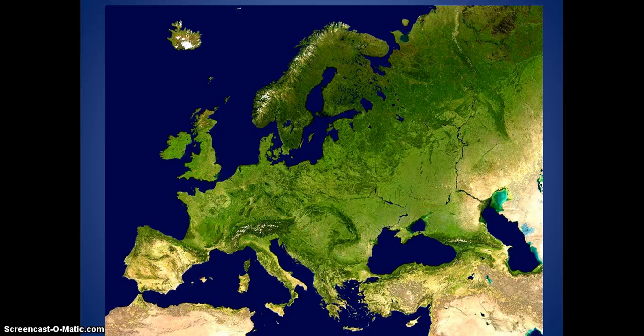Now, looking at this map, can you tell me where France is? Can you tell me where Great Britain is? If you said that this was France, you were right. And if you said that this is Great Britain, you were right. Congratulations. It's important to know that while the British were colonizing the Americas, Great Britain and France were at war with each other.